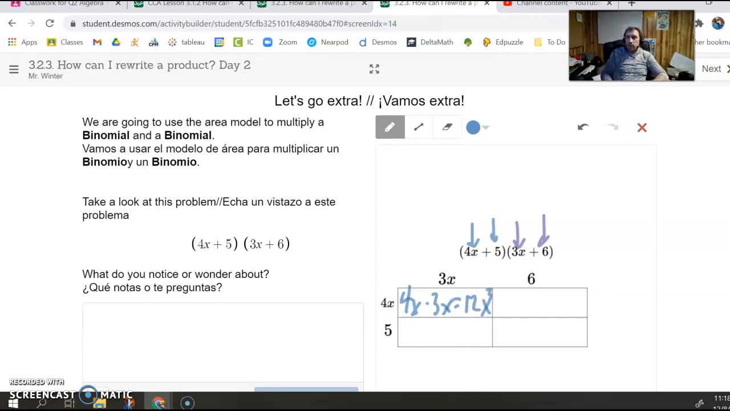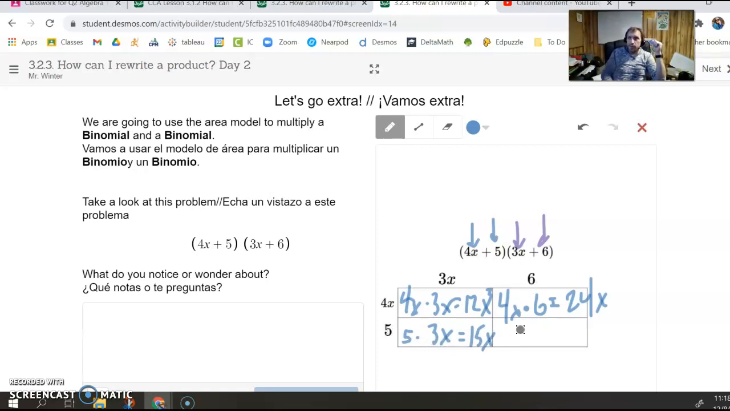4x times 6. Well, 4 times 6 is 24. X times, oh, there's no variable there, so it's just 24x. Notice one variable in the multiplication problem, x to the first power. Here I have 5 times 3x. 5 times 3 is 15. There's just one x, so I have 5 times 3x, or 15x.